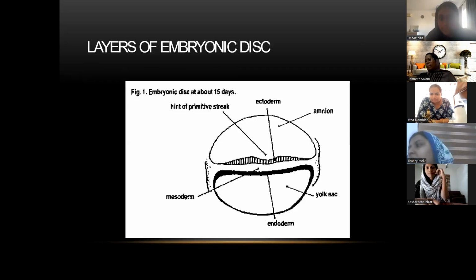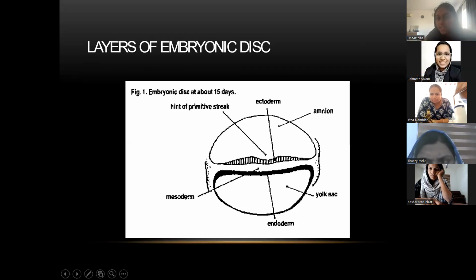Yeah, this is what it looks like at about 15 days. Within 2 weeks, the structure of the embryo is this. That means we have an ectoderm, a mesoderm, and an endoderm. And this gets developed further. Okay, the next slide.